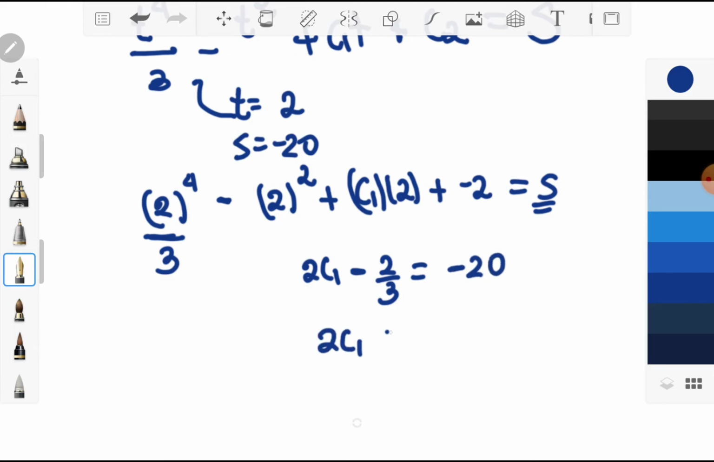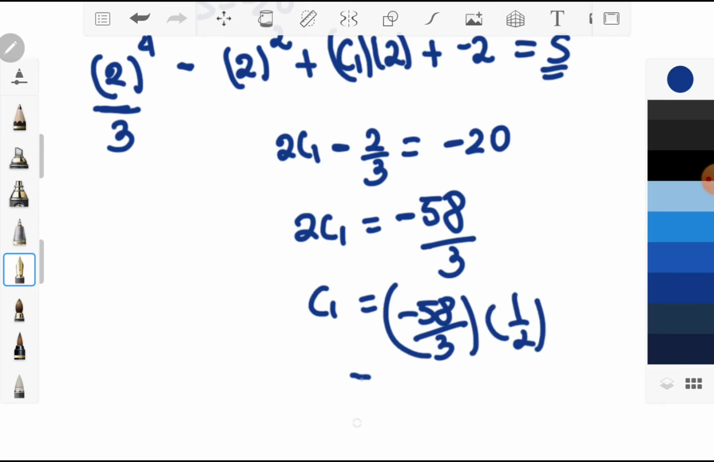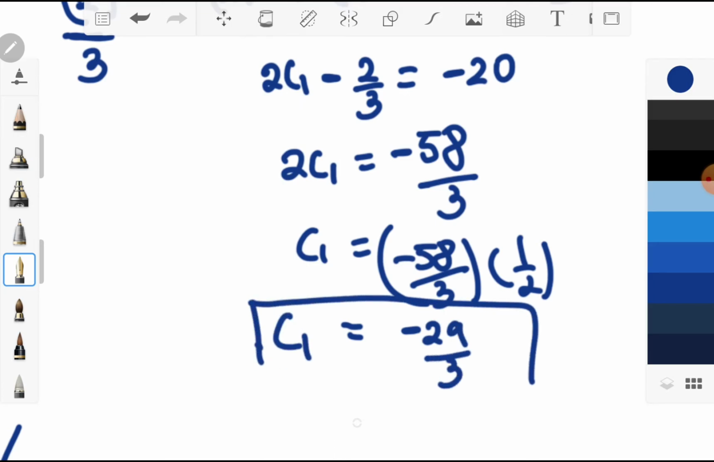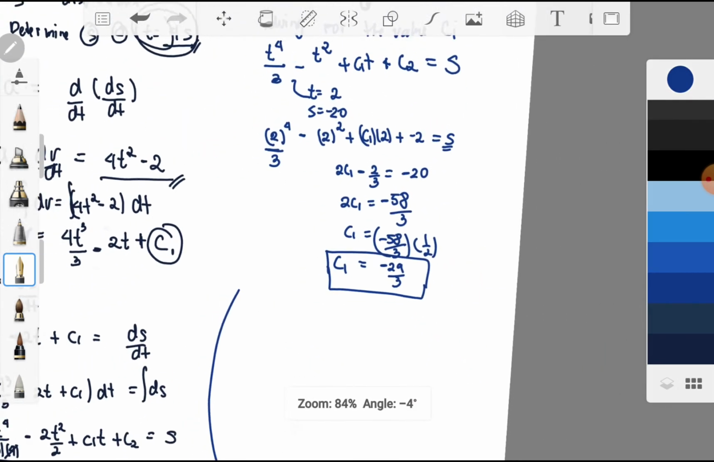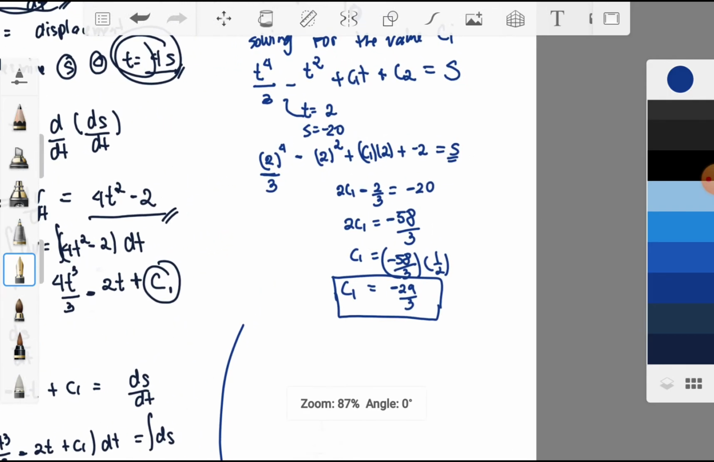Therefore, we have 2c1 equals negative 20 plus 2/3, which gives a value equal to negative 58 over 3. So solving for c1, we have c1 is equal to negative 58 over 3 divided by 2, which is equal to negative 29 over 3. This is the value of our c1. Knowing this, we may substitute the values of the constants easily.